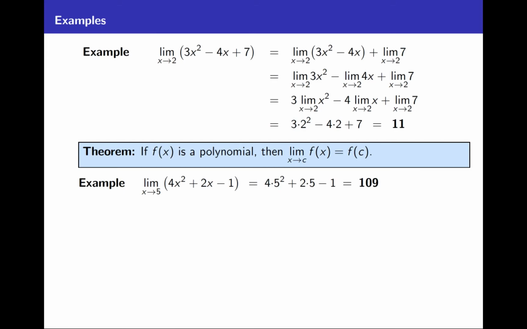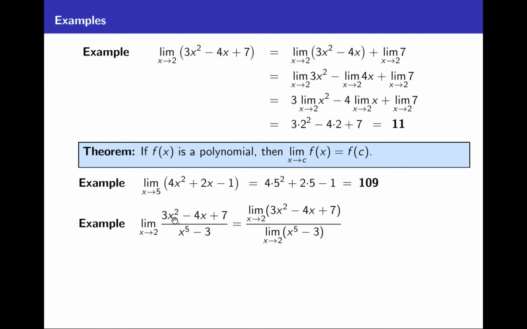So don't worry, you don't have to use these limit laws all the time. There are lots of shortcuts. Here's another example. Let's look at the limit as x approaches 2 of 3x squared minus 4x plus 7 divided by x to the 5th minus 3. This is the limit as x approaches 2 of a quotient. And if you think back to the previous page, we had a limit law for that.